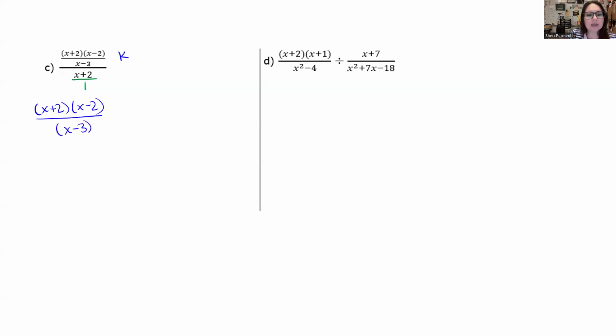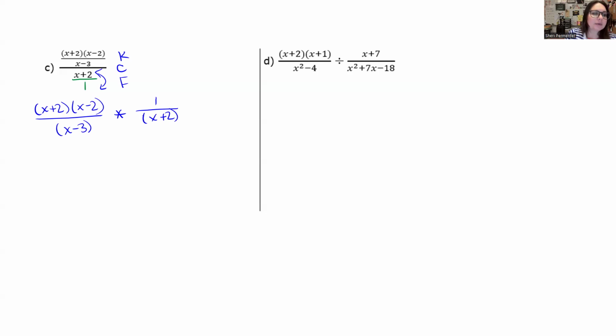X minus 3. Now I'm going to change the operation to multiply, and then I'm going to flip the bottom fraction. So now the 1 becomes the numerator, and I have X plus 2 in the denominator.